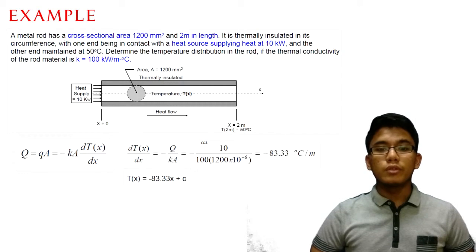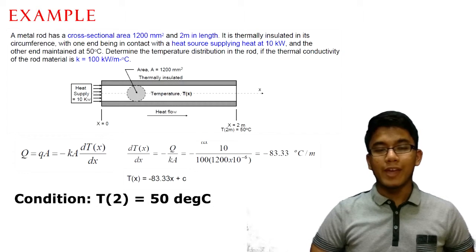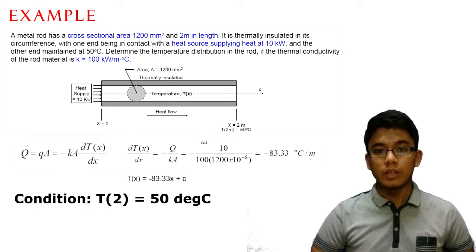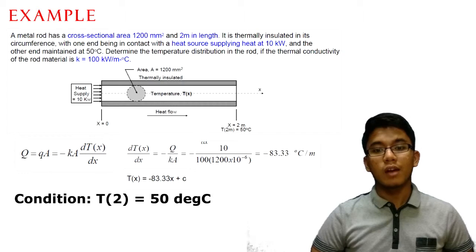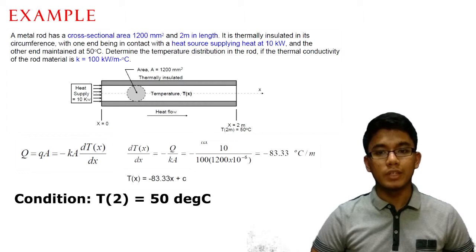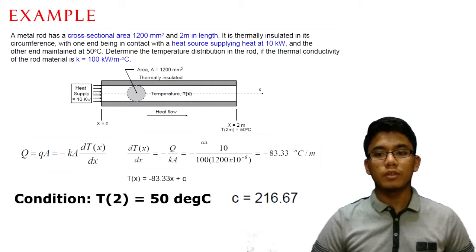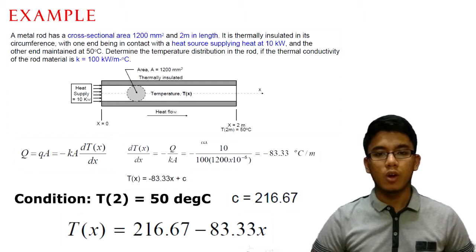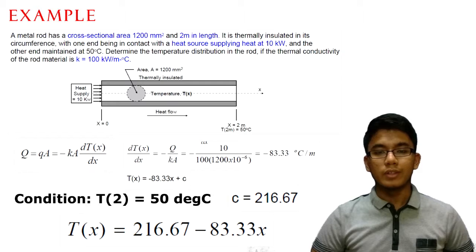If we use the condition of x equals 2 and the temperature equals 50 degrees, we can calculate the value of C, which leads to the complete solution of T(x) equals 216.67 minus 83.33x.